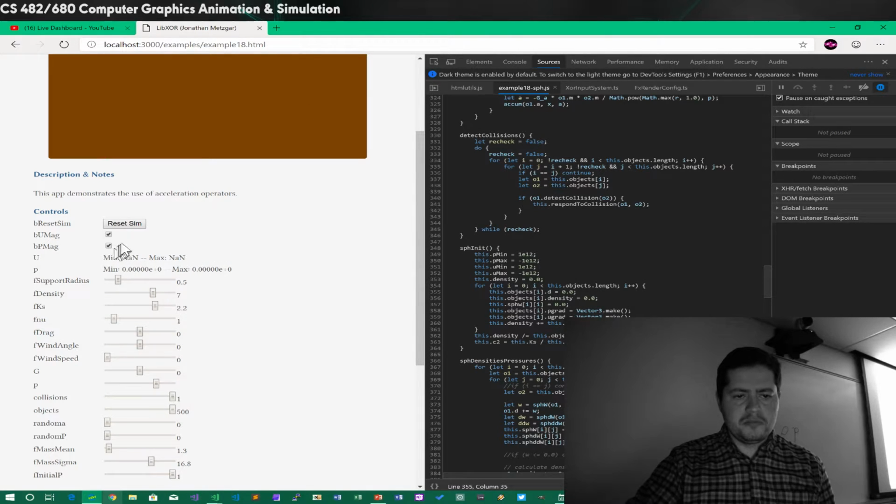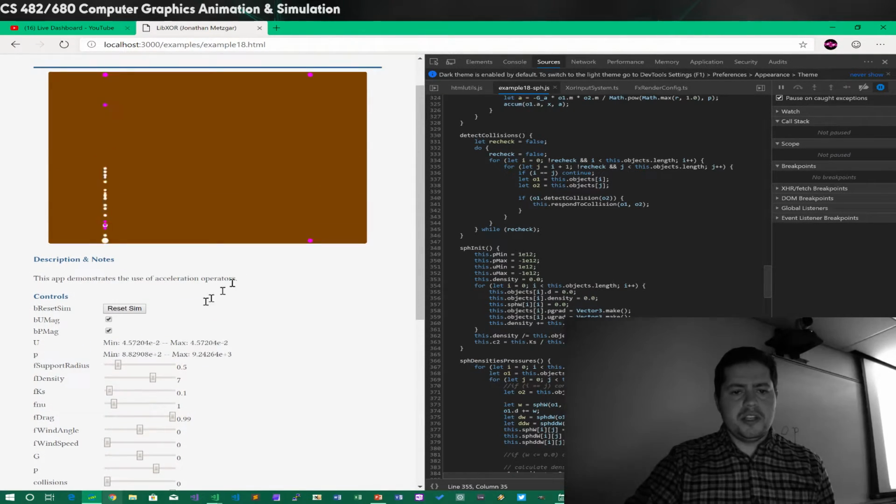Collisions might help. Nope. KS needs to be small. Oh, drag. Let's try drag. I guess the other thing too is we have the fluid volume, and then we have drag only affecting the actual velocity.